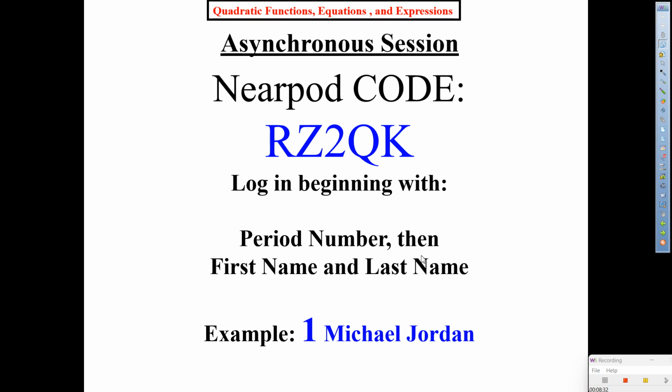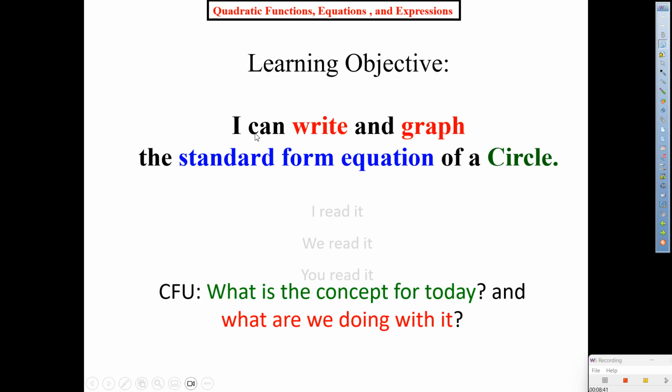In front of you, I gave you a handout. Write your objective at the bottom left. It reads, I can write and graph a standard form equation of a circle. The reason I gave you that handout is so we can go a little bit faster with some of the notes at the beginning, because I want to get to the portion where it's really fun.